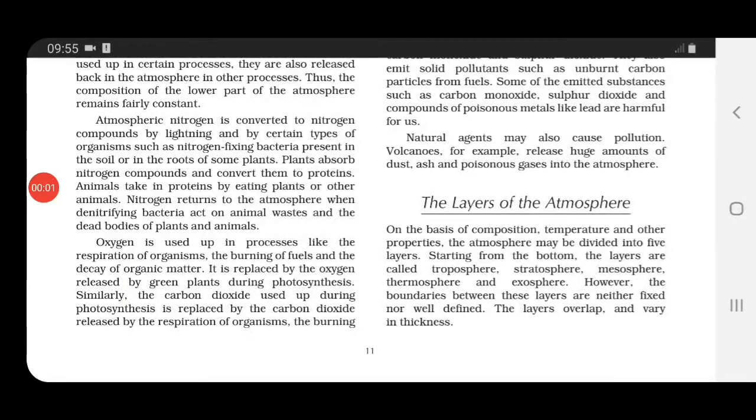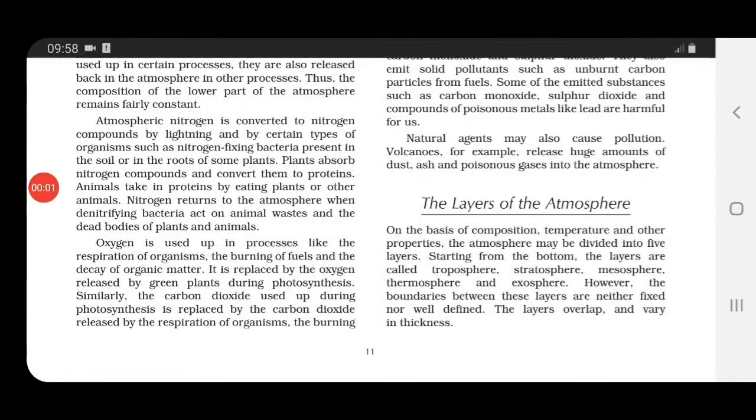Now they are talking about carbon dioxide, children. See, fourth line. Similarly, the carbon dioxide used up during photosynthesis is replaced by the carbon dioxide released by respiration of organisms, burning of fuels and decay of organic matter.